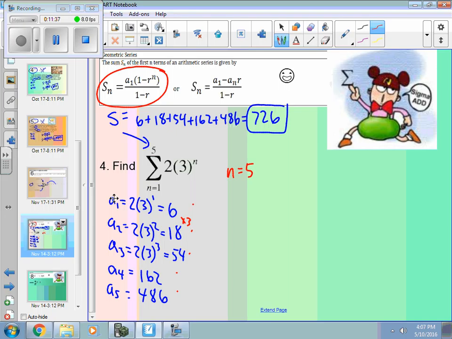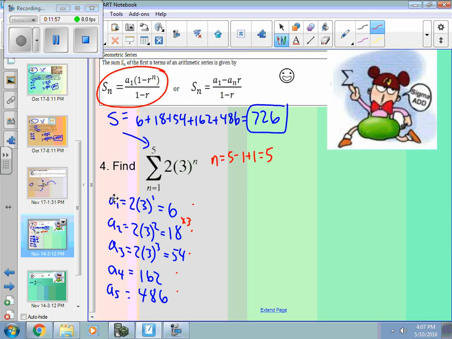Now be careful again, like we talked about with arithmetic. If it's not 1 at the bottom and it's a different thing, if you just subtract these two numbers, 1 and 5, you don't get the number of terms, you get 4. You always got to add 1 on to count the starting one. So N is going to be 5 here.